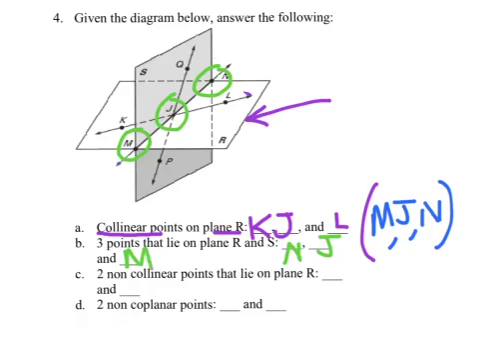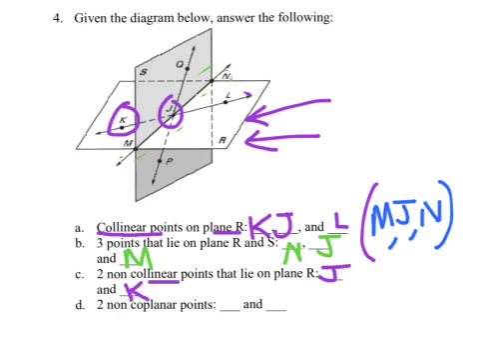The next part says 2 collinear points on line R. There are a lot of choices on plane R. That's this one again. So if you just said J and K, that's allowed. If you wanted to say J and L or K and J, that's also allowed.